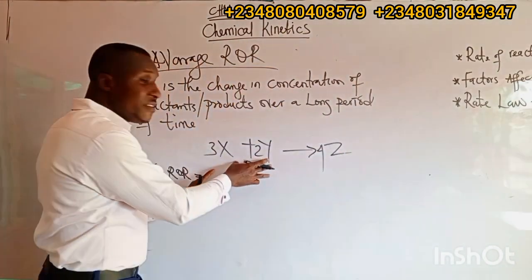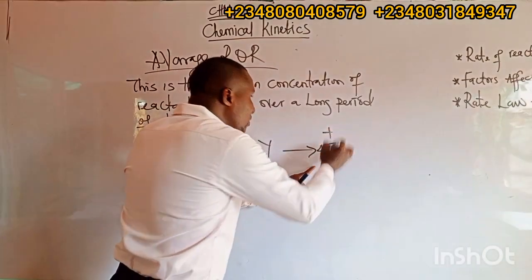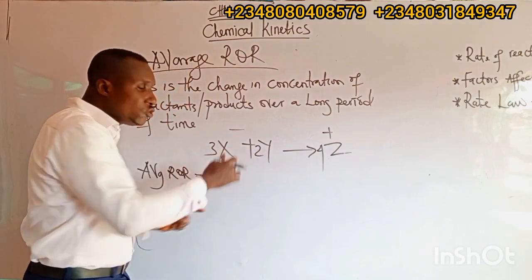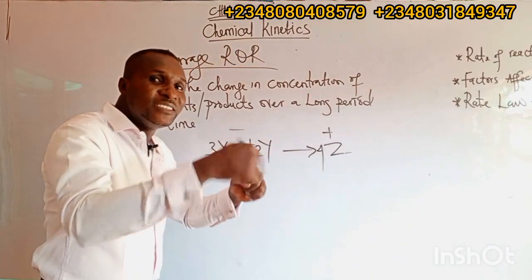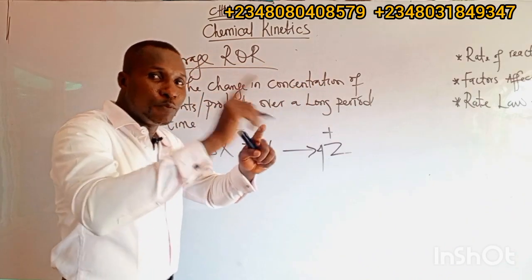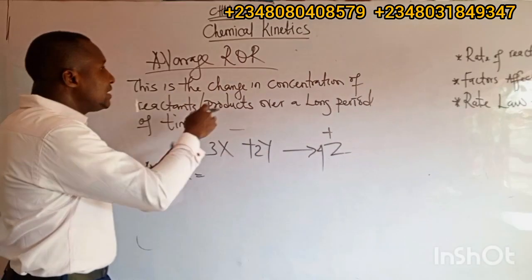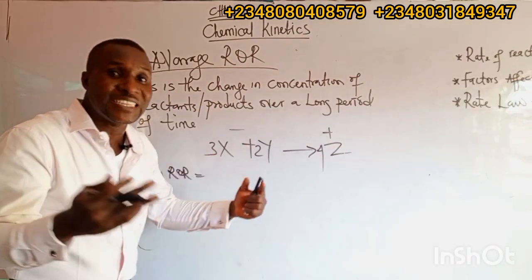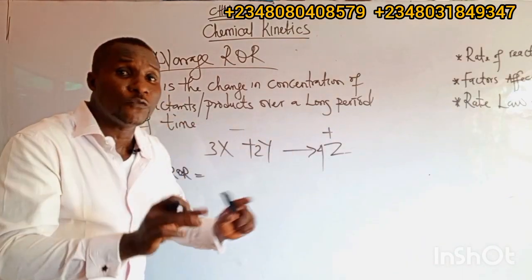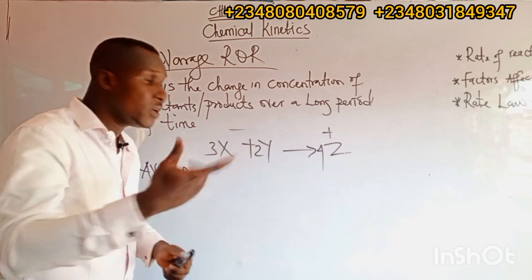That is why for the reactant we use a negative sign. For the product we use what? A positive sign. This indicates that the concentration of the reactant is decreasing to form the product. The concentration of the product is what? Increasing. That is why they say this is the change in concentration of reactant and product over a long period of what? Time.